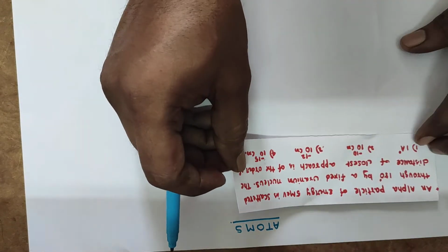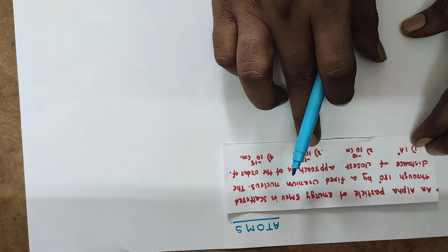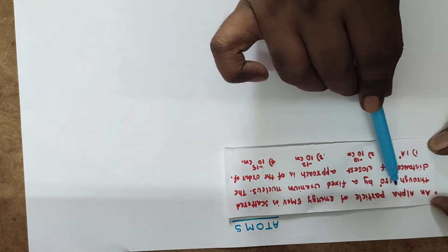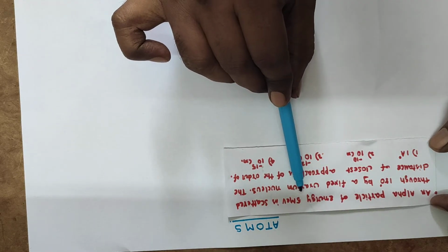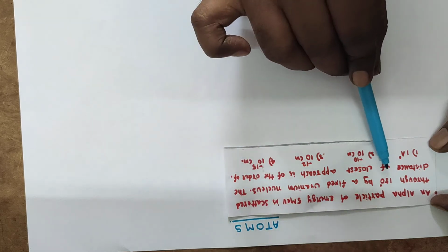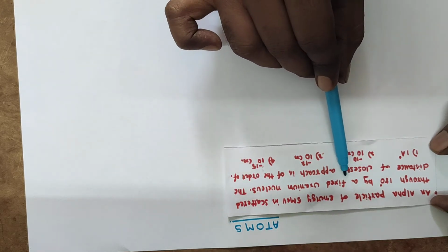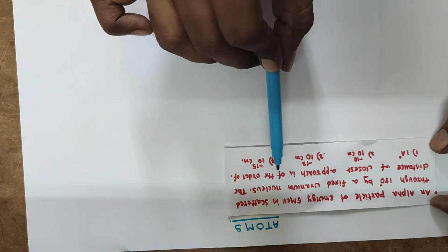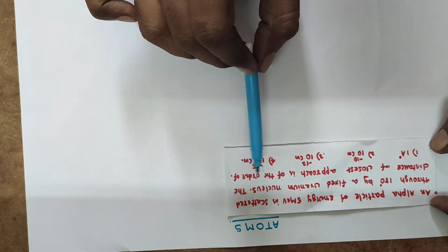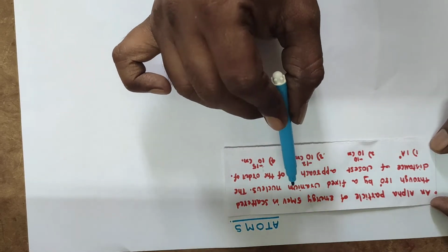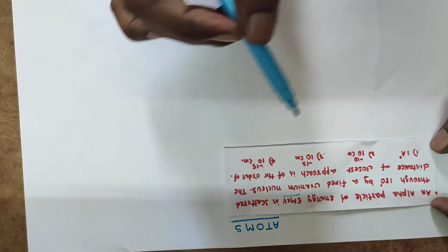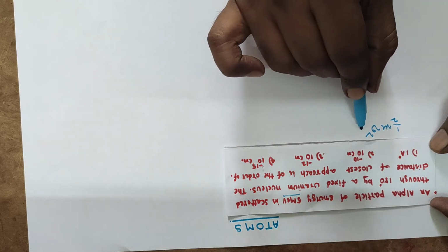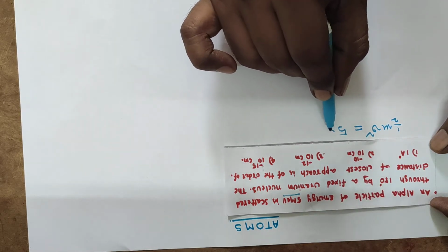Now come to this first problem. See here, what is given is an alpha particle of energy 5 MeV scattered through 180 degrees by a fixed uranium nucleus. The distance of closest approach is of the order of. They are given the kinetic energy of the alpha particle, that is half mv square, which is 5 MeV.